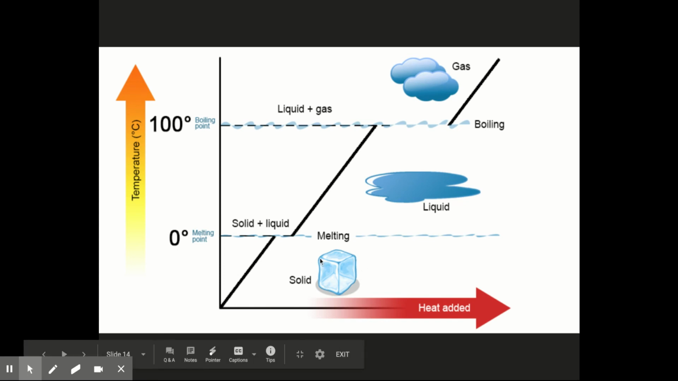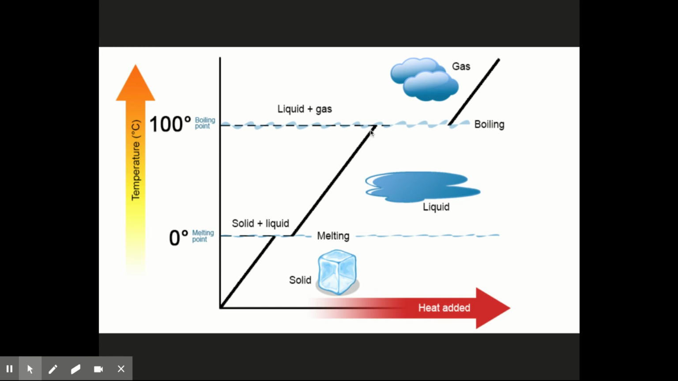So we have our solid ice, and you're going to notice that as heat is added, we go from a lower temperature up to 0. 0 is the melting point. 0 is the point where the ice will begin turning into a liquid. At this point, there's no temperature change. Then we add more heat over time, and our liquid's temperature is going to change, the energy is going to increase.